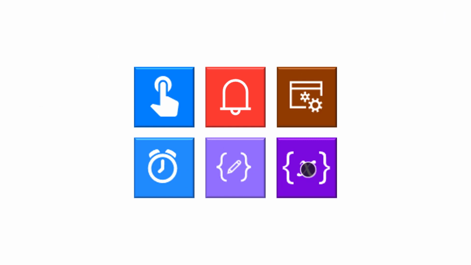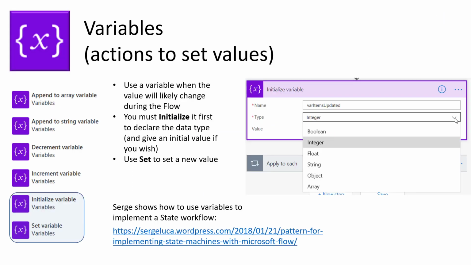And lastly, we'll look at variables. Variables are all actions, and they allow you to set values. So you would use a variable when the value will probably be changing during the flow. Unlike compose, which would be used to set some sort of static value, a variable would typically change throughout the flow. You would always have to initialize a variable first, so use the initialize variable action, and that basically declares what type of data it's going to be.